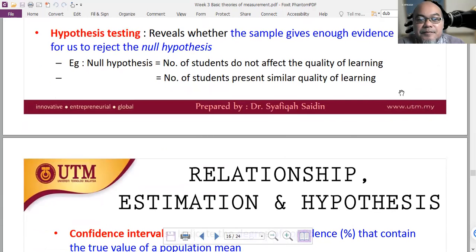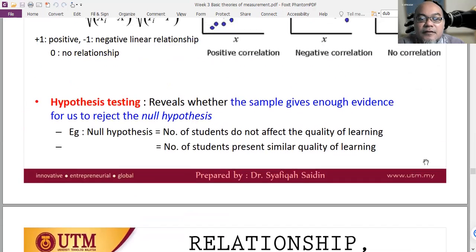So hypothesis testing is when the samples give enough evidence for us to reject this null hypothesis. It is called hypothesis testing.